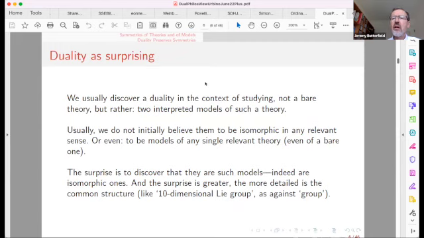There is something that Sebastian stressed, that discovering a duality is normally done in the context of studying not the bare theory, but two interpreted models of such a theory. And the scientific interest is partly that we don't initially believe them to be isomorphic in any relevant respect. We don't believe them perhaps to be models of any single relevant theory. And then we discover, to our surprise, that they are.